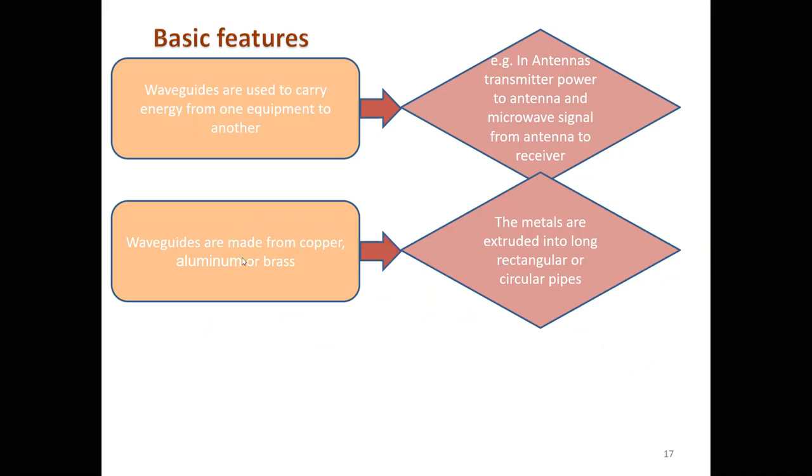Okay, waveguides are made from copper, aluminium or brass. They are metals. The metals are extruded into long rectangular or circular pipes. Extruded means, let's see, we have something like that. Here they just cut those things, make a gap, that is extrude.